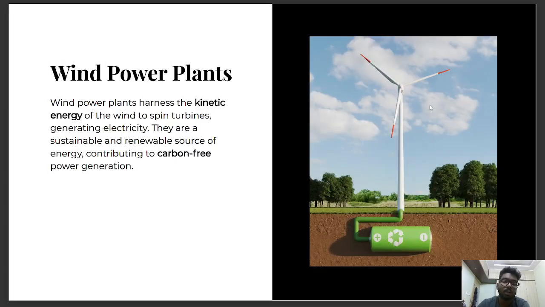Wind power plant. Plant harness the kinetic energy of the wind to spin turbines, generating electricity. They are sustainable and a renewable source of energy, contributing to carbon-free power generation. So this type of power generation is actually good to the environment because they do not emit any kind of carbon. But the drawback for this kind of power generation is wind is not available 24/7. So yeah, we cannot generate continuous electricity by this power plant.